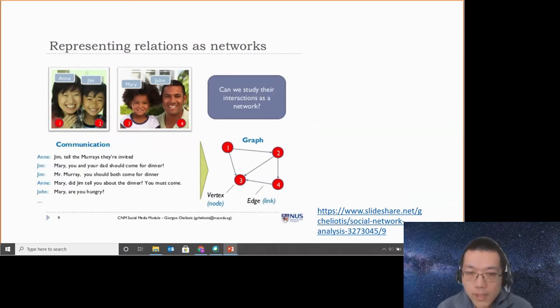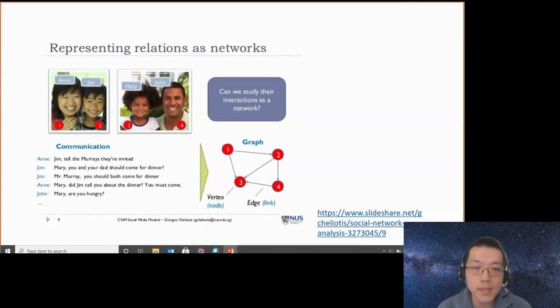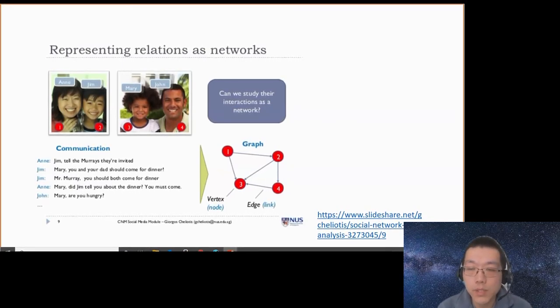We can simplify it a little bit and represent it as a network here, where each red circle represents a person, and the link represents one person having sent a text or made a communication to the other person. Immediately we can see the two kids, Jim and Mary, represented by nodes 2 and 3, talk to each other. The two parents, Anne and John, represented by 1 and 4, do not directly talk to each other, but they communicate with both kids. So by representing the communication stream as a network, we can immediately gain a lot of insights and see what's going on here.